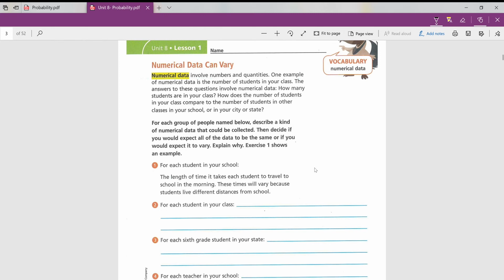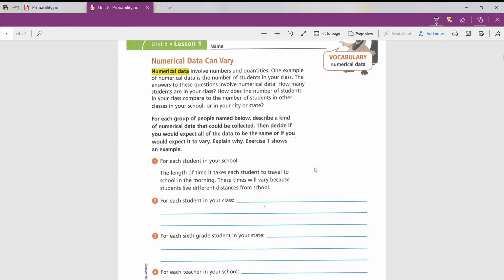The length of time it takes each student to travel to school in the morning. These times will vary because students live at different distances from school. Some people live 10 minutes, 5 minutes, 20 minutes. It varies from person to person and depending on where you live in the district. For each student in your class, I want you to come up with a data set of how you would be able to collect information from students in your class.